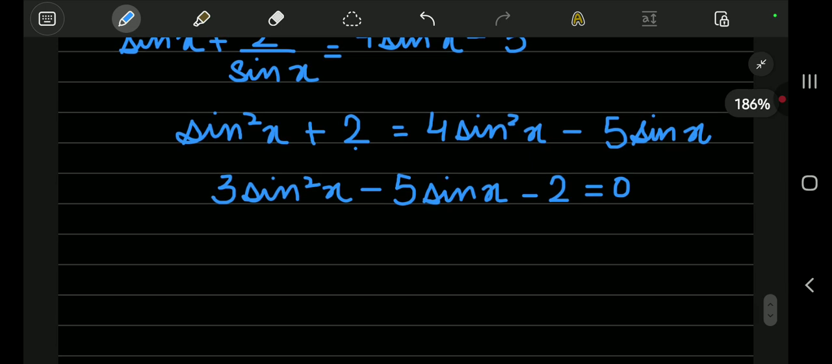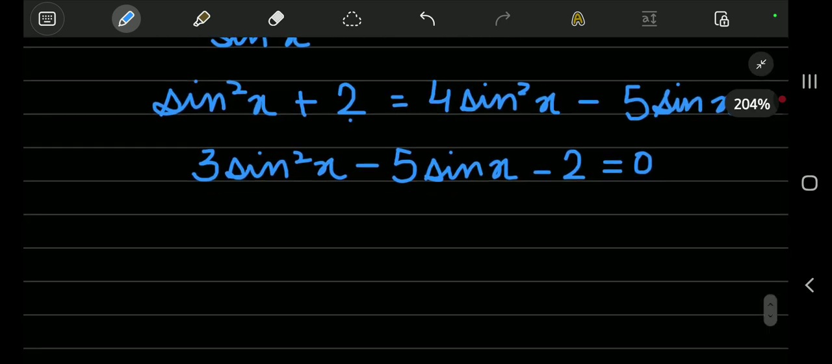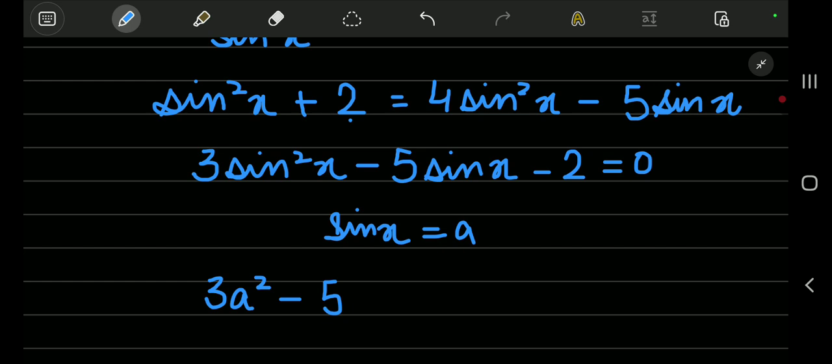So we will be getting this as an equation, like, quadratic in sine. As we have the power 2 in the first term, then the half power in the constant term, it is of the form ax square plus bx plus c. But if it's still not obvious to you, you can use sine x equals a, substitute it back, so you get a clear picture of a quadratic equation. So 3a square minus 5a minus 2 equals 0.